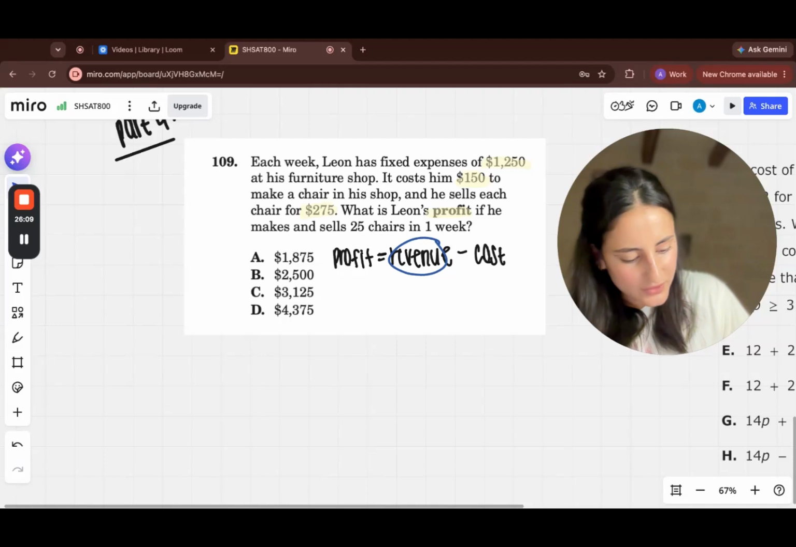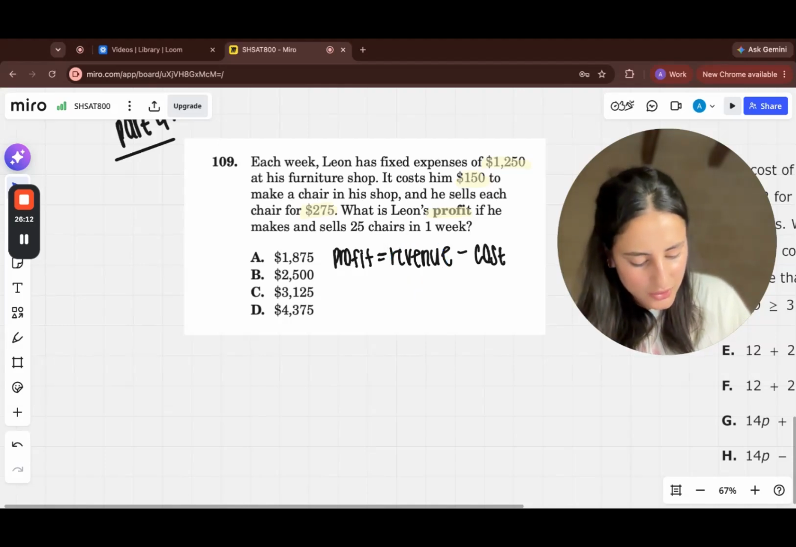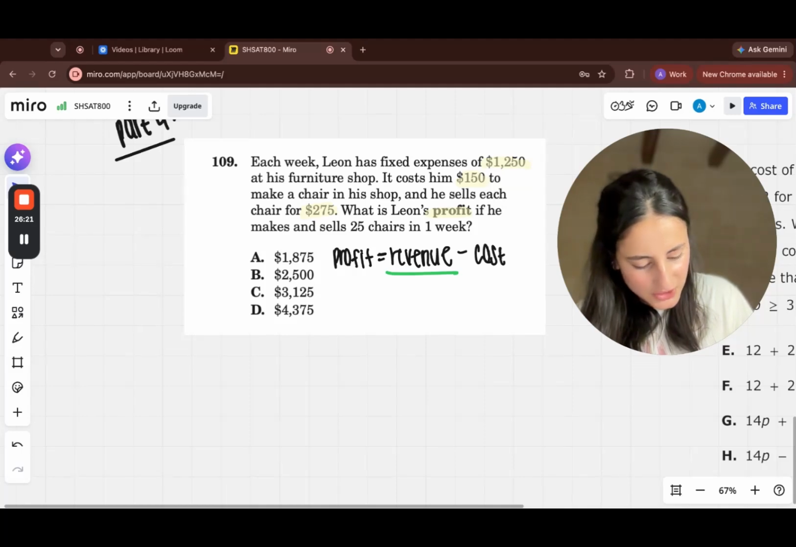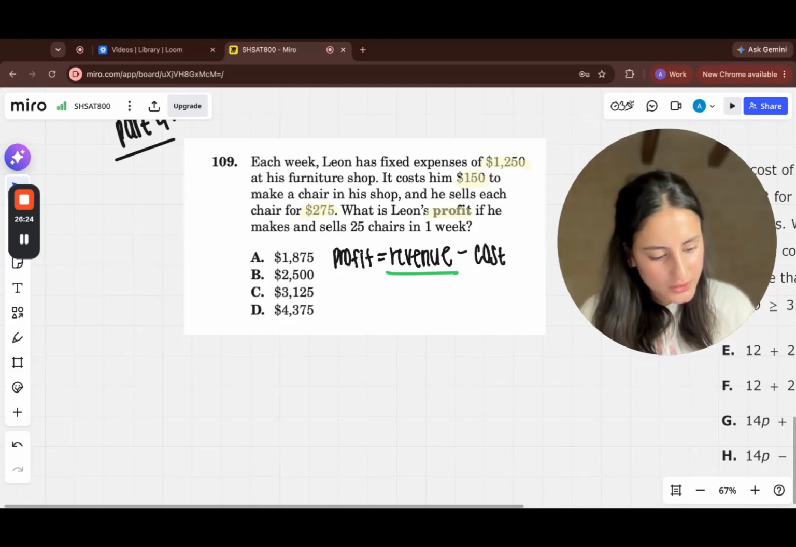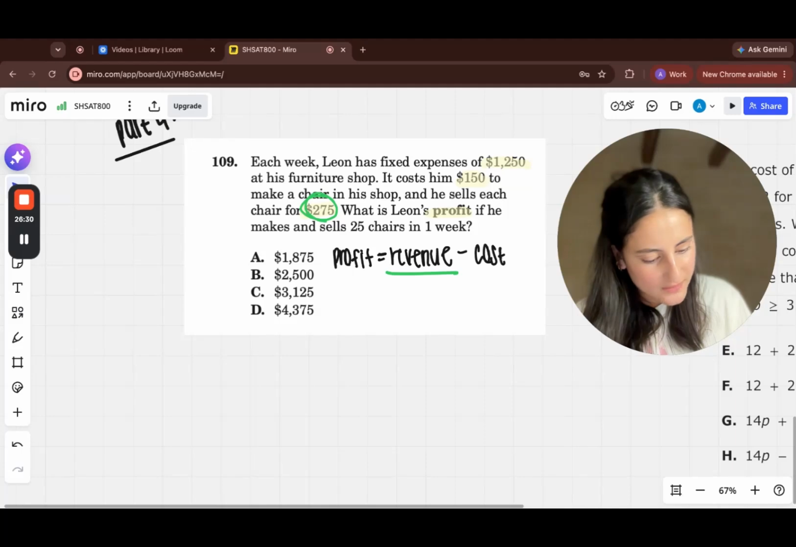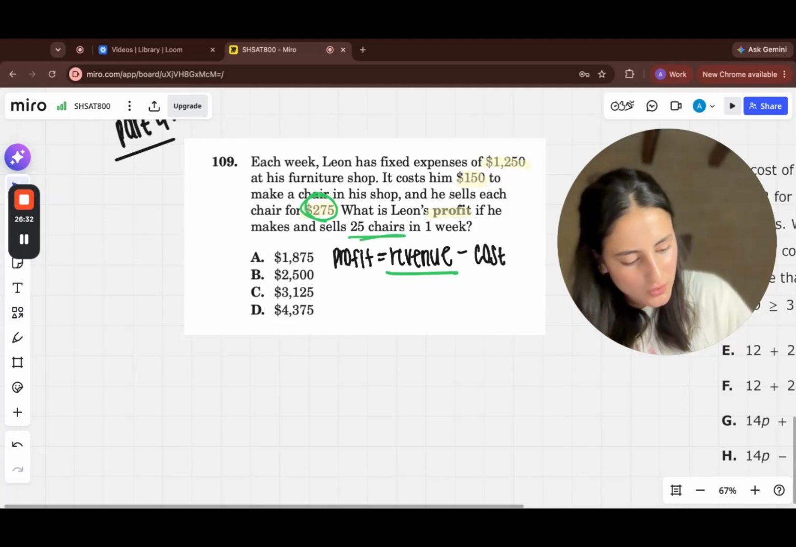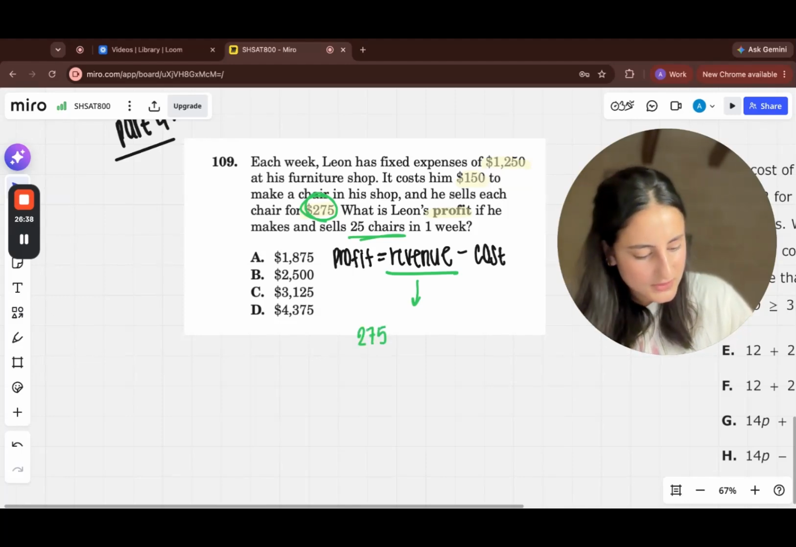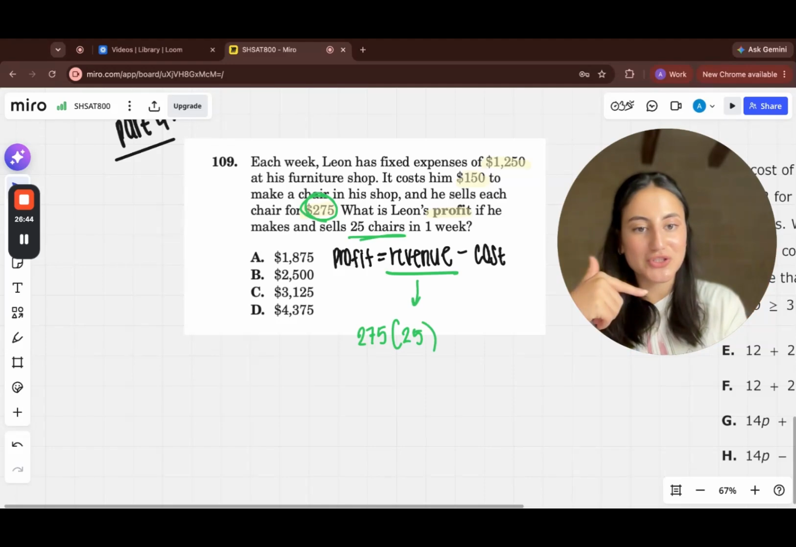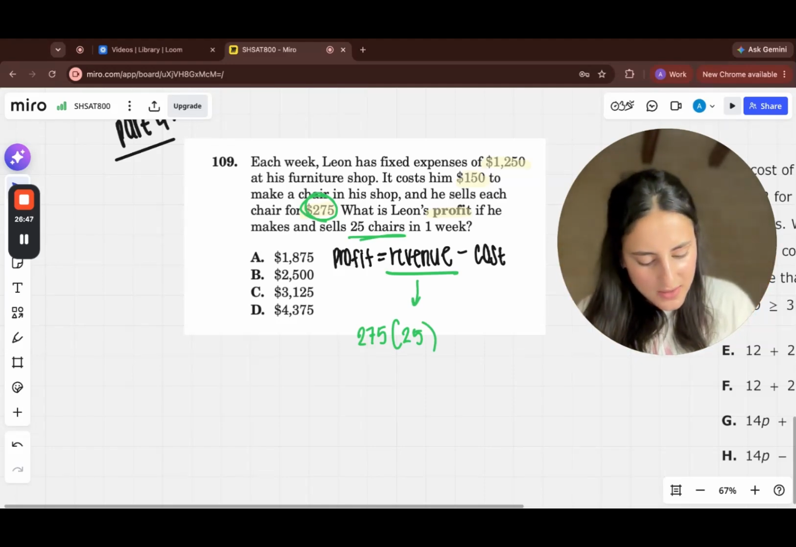So let's start first with the revenue, and I'll just highlight this. Actually, instead of blue, I'll use a green. So let's look into this. It costs him $150 to make a chair, and he sells each for $275. Okay, great. And he sold 25 chairs. So over here, we have $275 times 25. Because he sold 25 chairs and he sold each one for $275, that's why I multiply them. And then the cost is going to be in red.